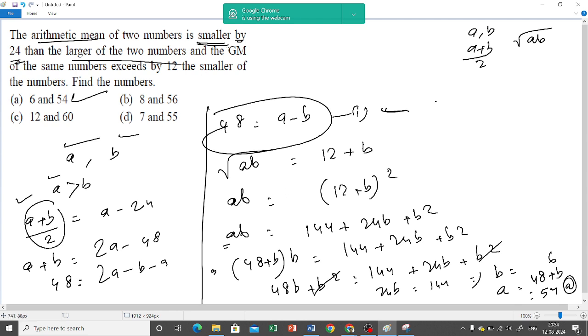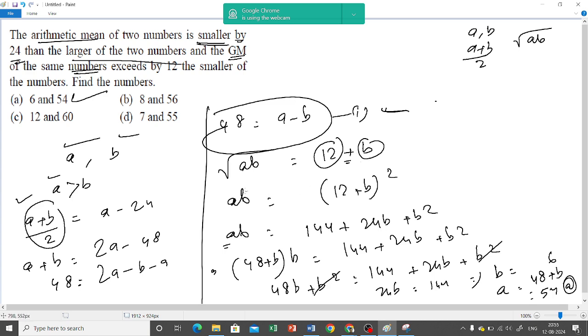Now it is given the geometric mean of the same numbers. So what is the geometric mean of the same numbers? Geometric mean is root over ab, okay. We read this in the first chapter of averages. And the geometric mean of the same numbers exceeds the smaller of the two numbers by 12, so that is b.